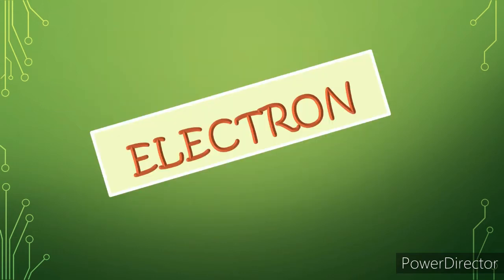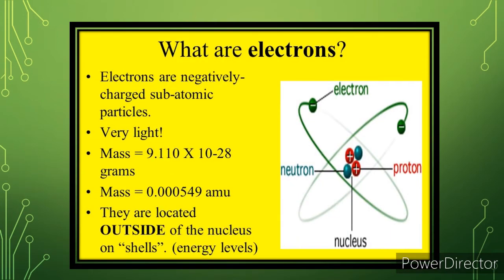Next, in the composition of an atom, the first particle we are going to learn about is the electron. What is an electron? Electrons are negatively charged subatomic particles. They are very light. Their mass is 9.110 × 10^-28 grams. That means very little. In atomic mass units, the mass of an electron is expressed as 0.000549 atomic mass units.